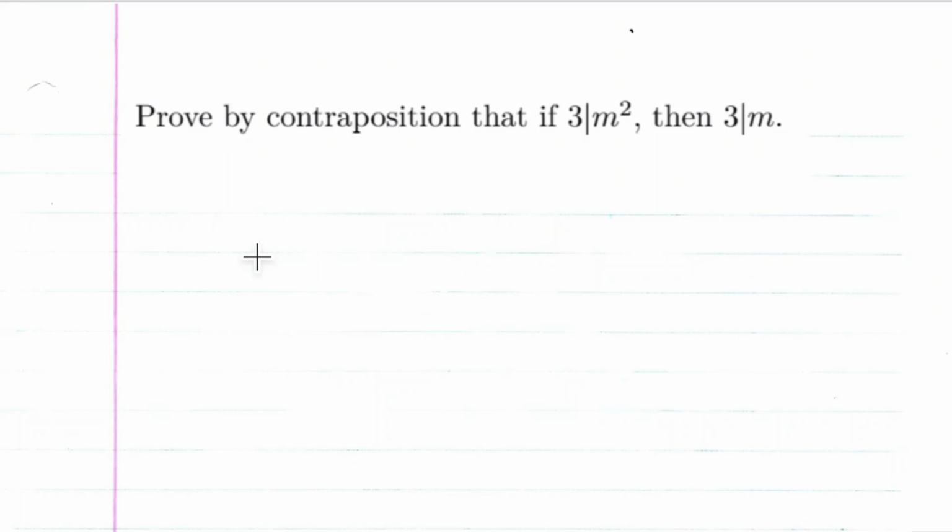Okay, so we want to prove by contraposition that if 3 divides m squared, then 3 divides m. Remember, proof by contraposition uses the logical equivalence that P implies Q is logically equivalent to the negation of Q implies the negation of P. So if we can show that the negation of Q implies the negation of P, then the original statement P implies Q is true. So let's go ahead and start the proof.